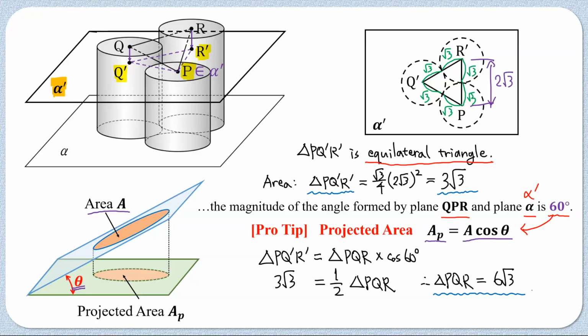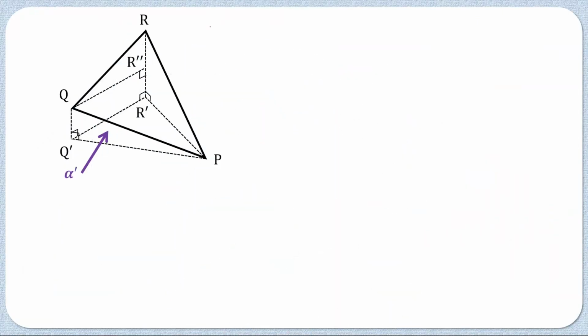So now with this area obtained, let us take a closer look at this part. We need to do more detailed work right here, so let's enlarge this part, which gives this figure. This base plane PQ'R' is plane alpha prime, and the figure also shows point R double prime, which is the foot of perpendicular from point Q to line segment RR prime.